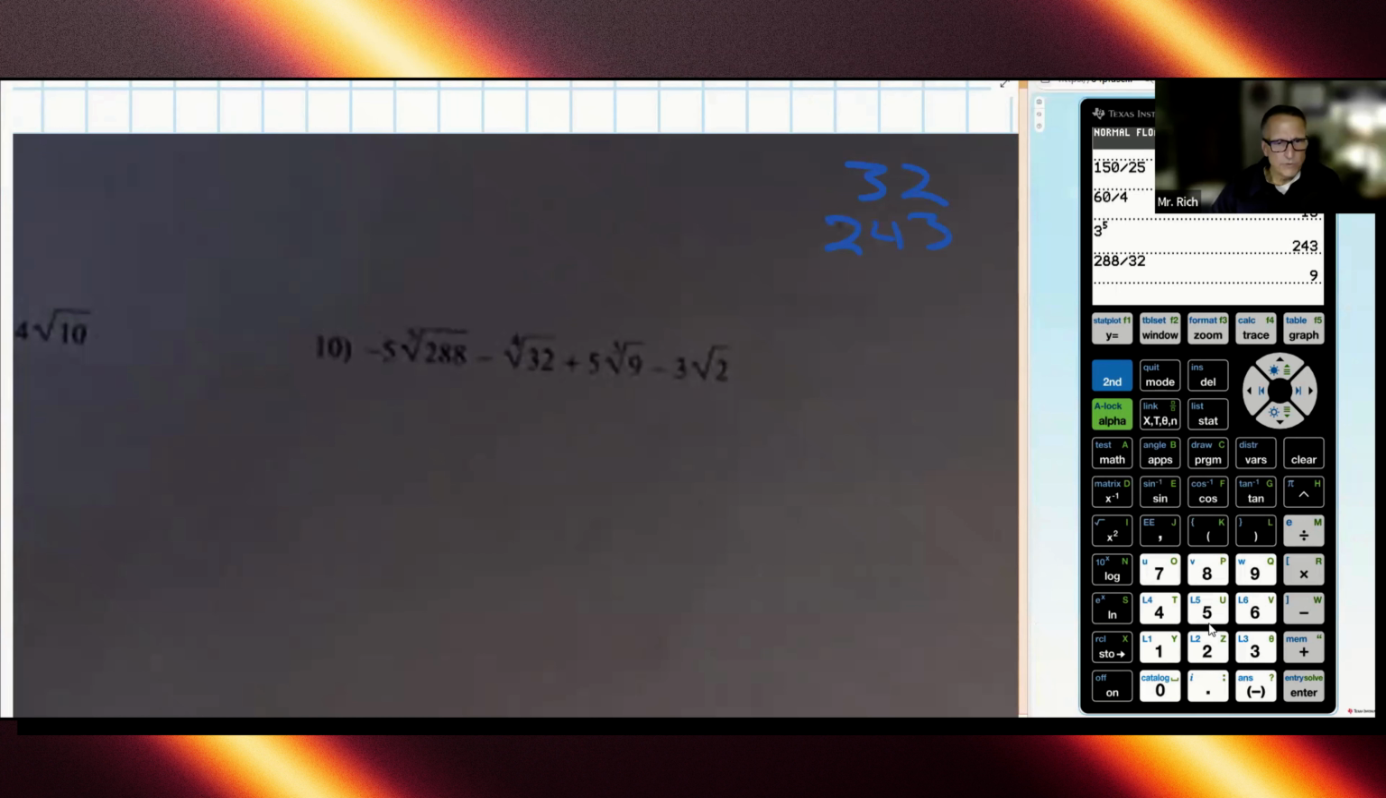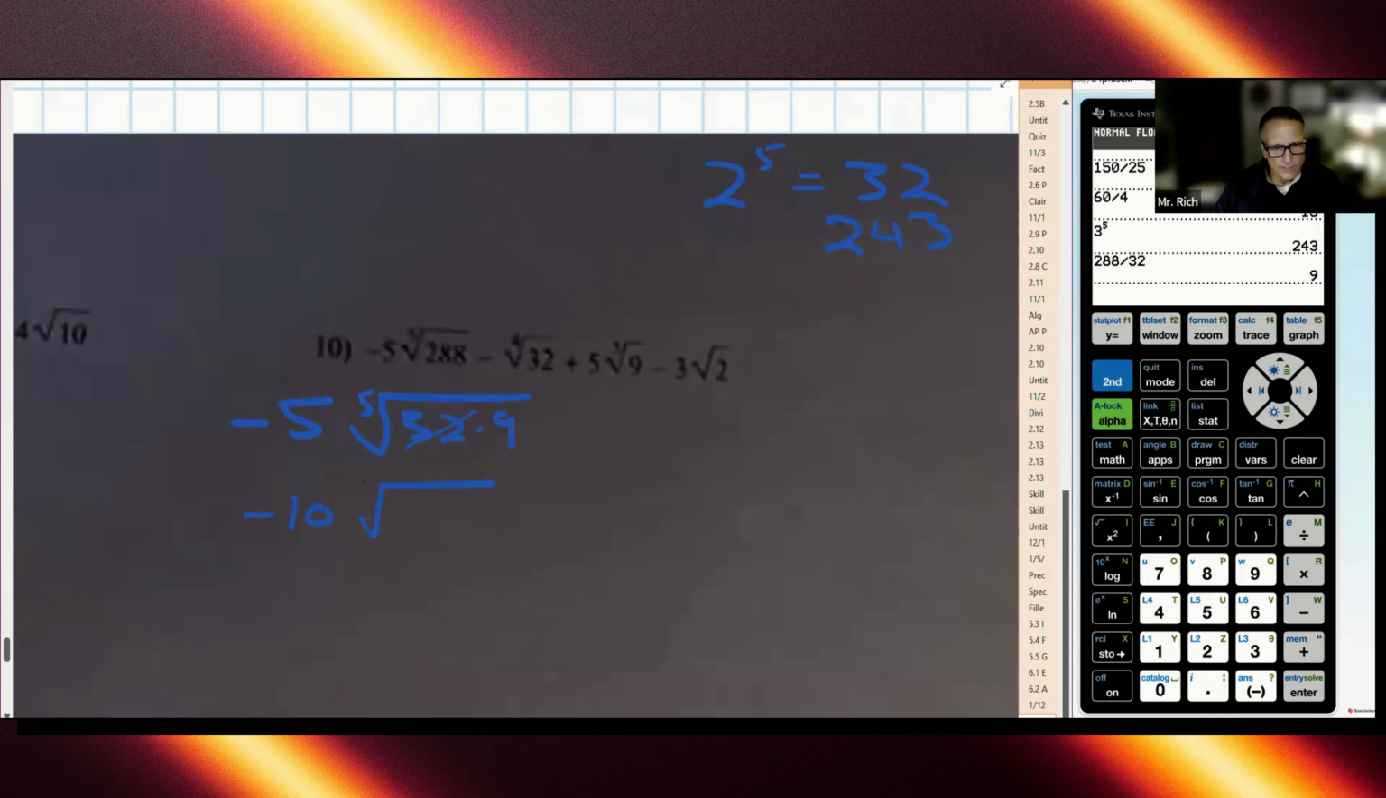It is. So what I'm going to do here is write this first root as -5 times the fifth root of 32 times 9. And since the fifth root of 32 is 2, because up here 2 to the fifth is 32, that means I'm pulling the 32 out as its fifth root, 2. That becomes -10 times the fifth root of the number 9.